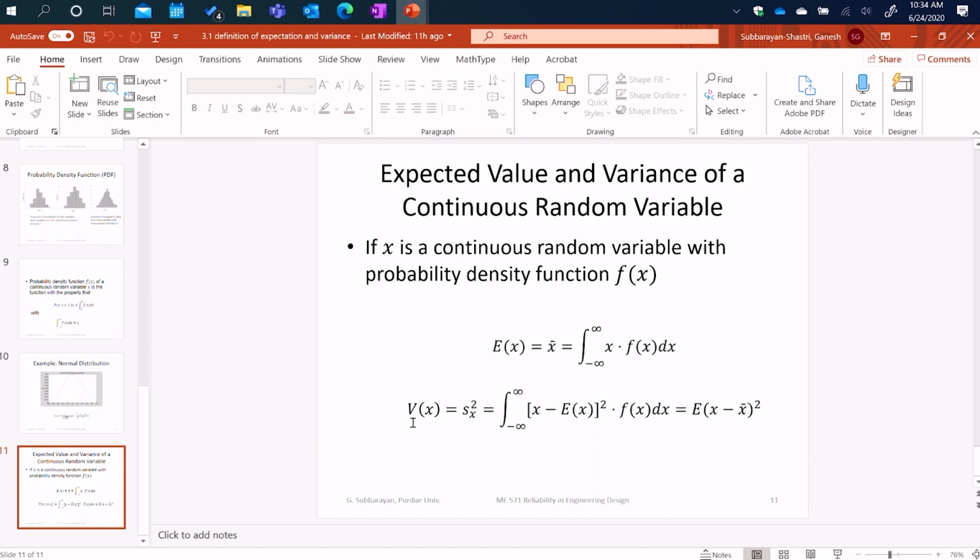And similarly, the variance is the expected value of (x minus x bar) squared. And the expected value by definition is the quantity times the PDF integrated between the limits of minus infinity to plus infinity. And variance is standard deviation squared. S sub x was the sample standard deviation as we defined it. X bar is the mean value as we defined it.